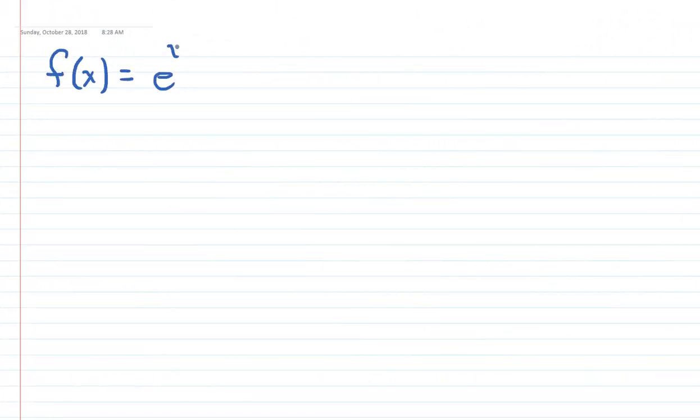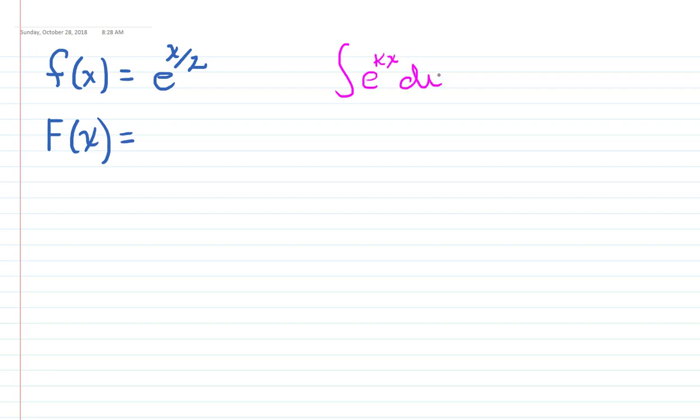equals e to the x over 2. And they're asking you to find the antiderivative, which would be big F of x. So if you remember your formulas, this is actually the formula: the integral of e to the kx dx equals 1 over k times e to the kx. That's a k, it's an ugly k. And so this piece stays the same.